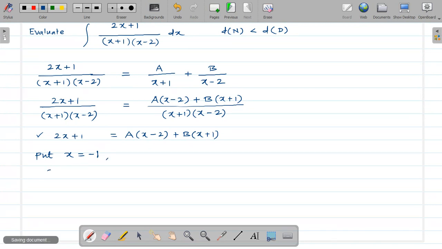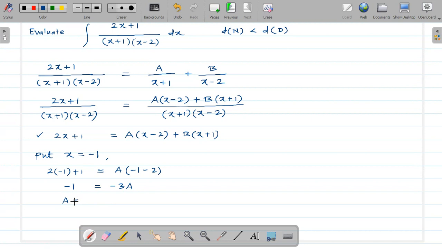If I put x is equal to minus 1 in both sides, then what will you get? See here, 2 into minus 1 plus 1 is equal to A into (minus 1 minus 2). B will get cancelled, because to cancel out B we have taken x is equal to minus 1. So what will you get? See here, 2 into minus 1 is minus 2. Minus 2 plus 1, that is equal to minus 1, which is equal to A into (minus 1 minus 2), means minus 3 into A. So what will be the value of A?